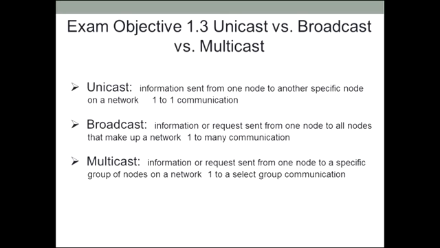So now let's talk about unicast, broadcast, and multicast. So what is unicast? Unicast is one-to-one communication. I want to send a packet from 192.168.0.1, and I want to send it only to 192.168.0.2. That's a unicast. Most information flow is unicast.